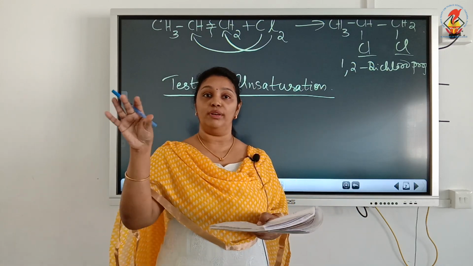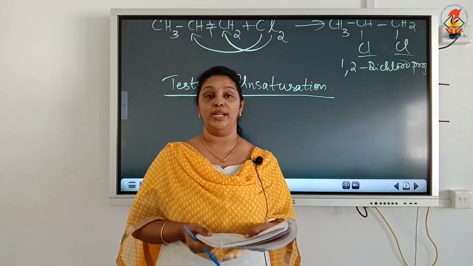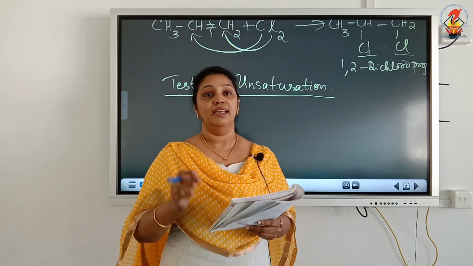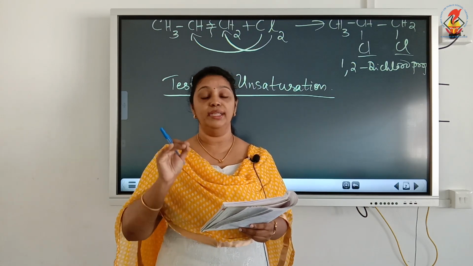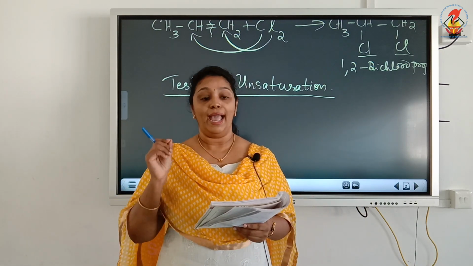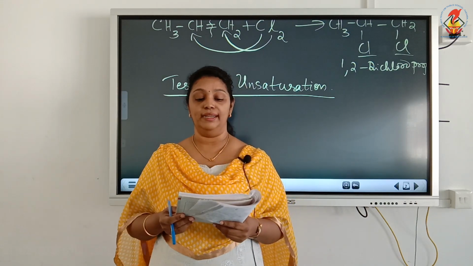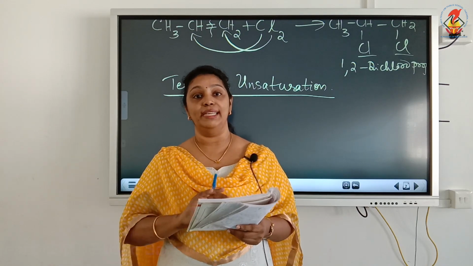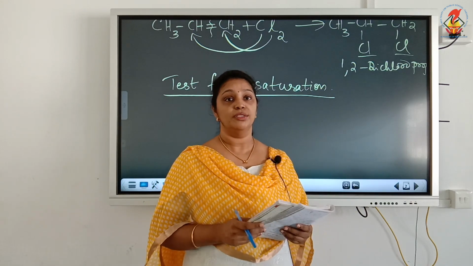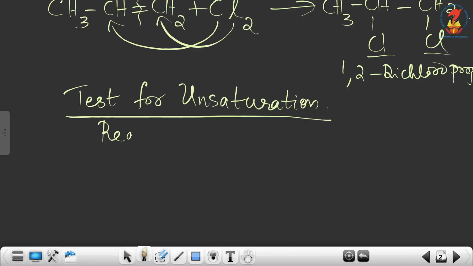So, if you are given an organic compound and if you are asked to find out whether it is a saturated or unsaturated compound, we can do this test. And this test is the reaction of alkene. I am going to give the example with alkene because it is an unsaturated compound. Alkene, when treated with bromine water, which is brown in color, what will happen? Bromine water will get decolorized, which shows the presence of unsaturation. So that is the test for unsaturation, that is reaction with bromine water.